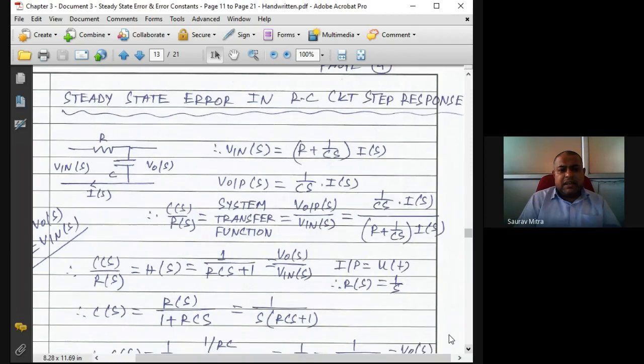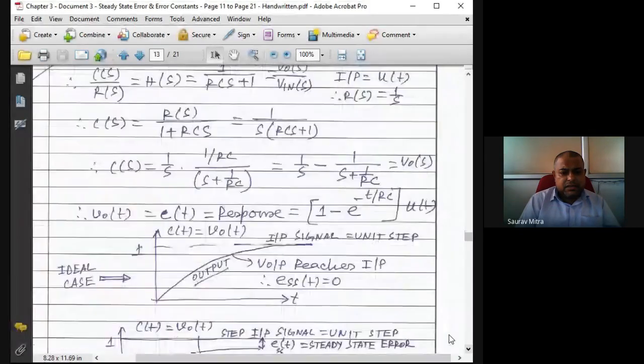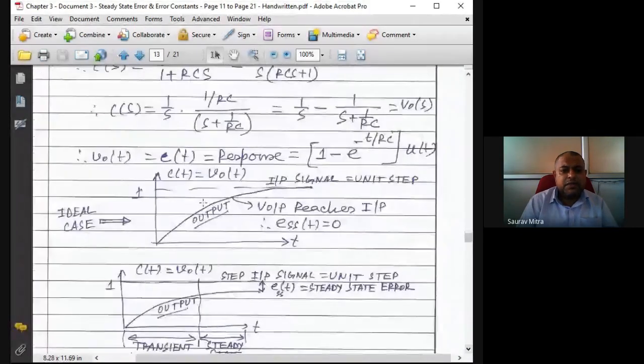So, steady state error in RC circuit step response. We have seen this response previously. So this is an RC circuit. It is a going up response. So there is the voltage across the capacitor. Now here there is no steady state error. Why no steady state error? Because whatever input is given, 1, the capacitor also charges to the same amplitude, 1.